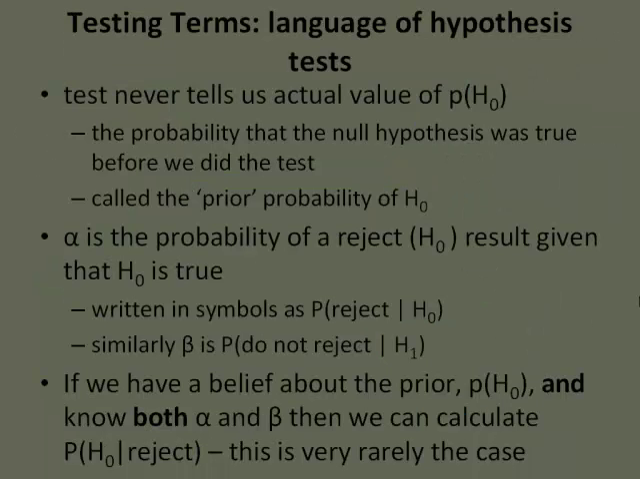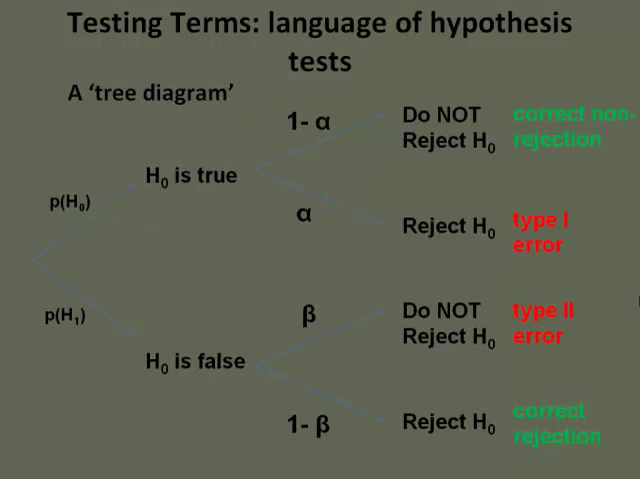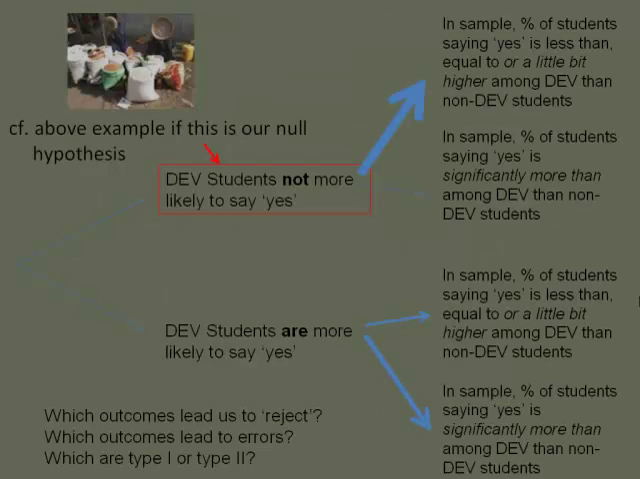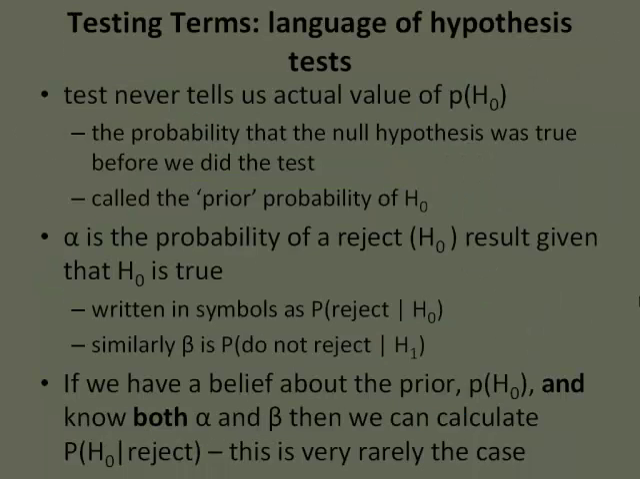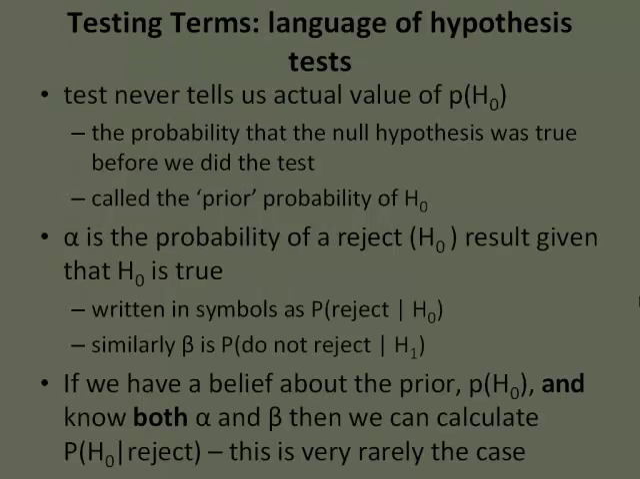And that would be a type 1 error if we make that error. Now, problem is the test never tells us the value. The test never tells us that value. That's the probability that was true before we even did the test. So before we did this test, what did dev students think about aid? We can't find that value. And it also doesn't tell us the value before the test, or alpha is just giving us this, the probability of reject, if it's true. That's the only thing we really know.